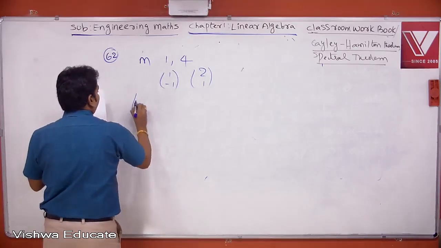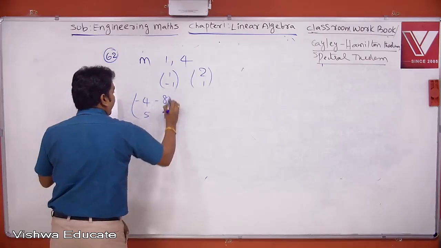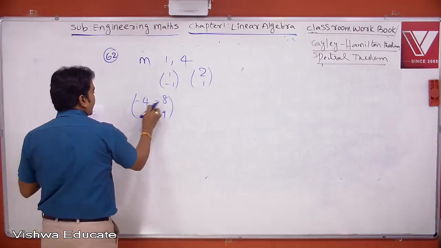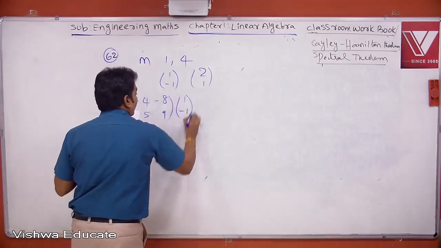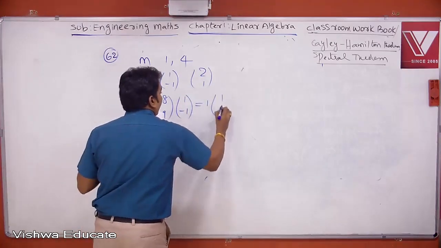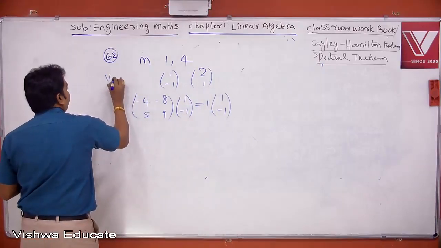What is my first matrix? Minus 4, minus 8, 5, 9. I am verifying through the eigenvector. So minus 4, minus 8, 5, 9 times x1, 1, minus 1, should equal 1 times 1, minus 1. This is not equal. This is the verification.